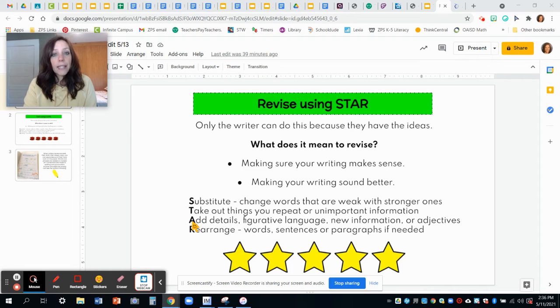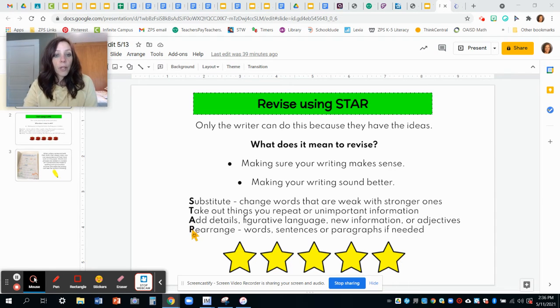A stands for adding details. You can add figurative language. We've learned about metaphors and similes this year, right? You can add new information, right? Continue the story, add more to it. You can add things like adjectives to describe things. Adjectives describe nouns. Remember, adverbs describe verbs. So if we're talking about somebody walking, explain how are they walking? Are they walking quickly or slowly, right? Add an adverb or an adjective to describe a noun.